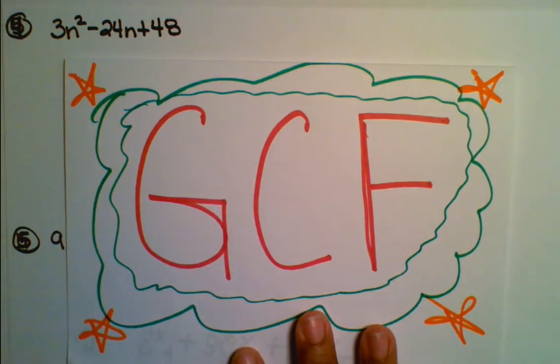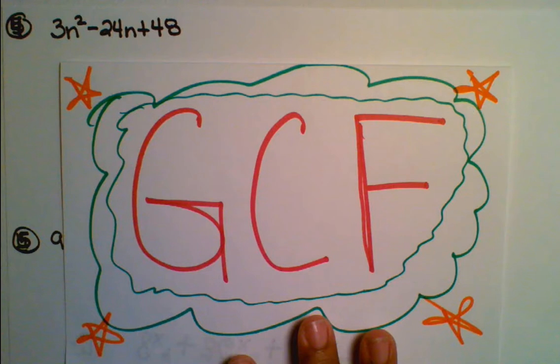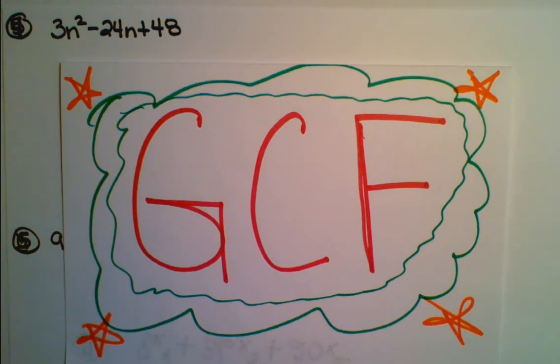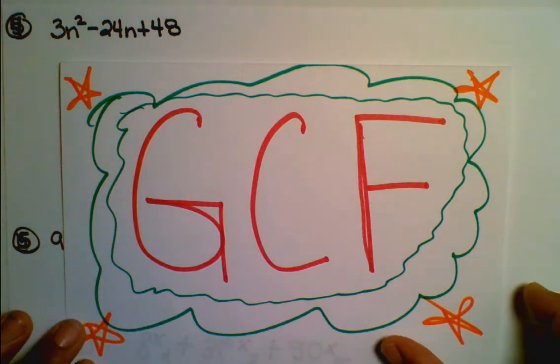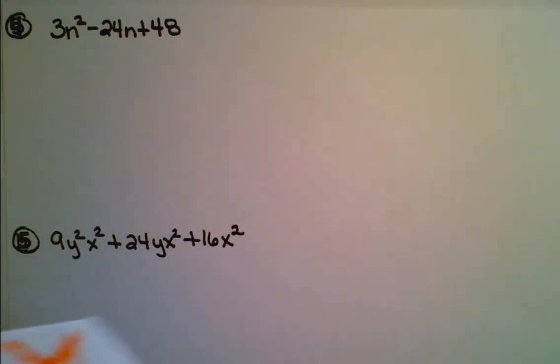All right, so example 4, we have 3n squared minus 24n plus 48. As with the previous examples, I didn't focus on the GCF, but still, as I stay in the classroom, as it pertains to factoring, please make sure you identify if that question has a GCF or not. So as we look at example 4, we do have a GCF, and that is 3.